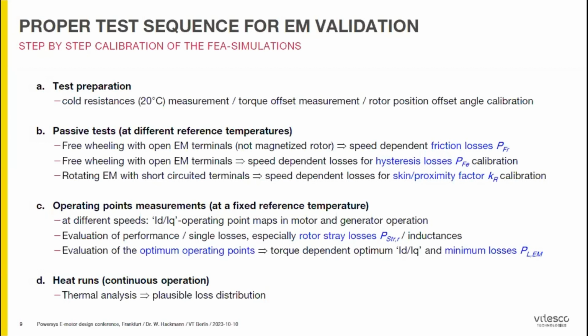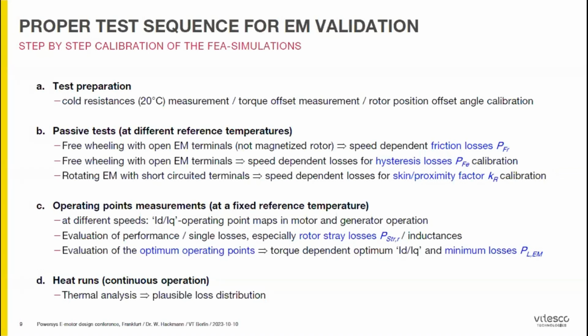And then we are coming to the second group here, the passive test. Passive test is an operation without inverter, the machine alone. We are starting with freewheeling with a rotor which is not magnetized. Out of such a measurement, we get the speed-dependent friction losses, which we need for the single loss evaluations. Then we are doing the same freewheeling test with a magnetized rotor, and this can be used for the calibration of the hysteresis losses.